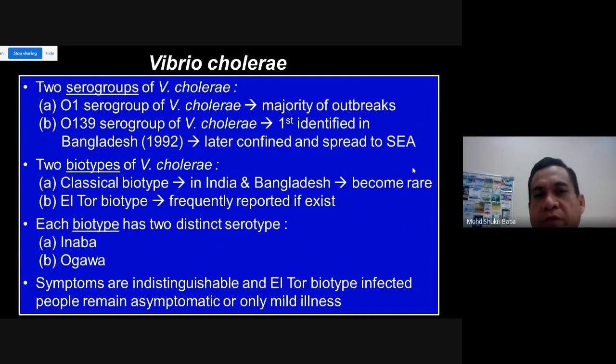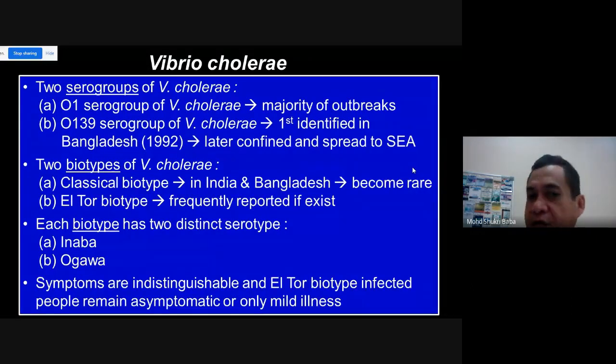There are two serogroups of Vibrio cholerae. We are going to touch on Vibrio cholerae only, because this is what commonly occurs in Malaysia. They can cause cholera, which is frequently reported, especially in Kelantan. The first serogroup is O1, which causes the majority of outbreaks. The second is O139, first identified in Bangladesh in 1992 and later spread to Southeast Asia.